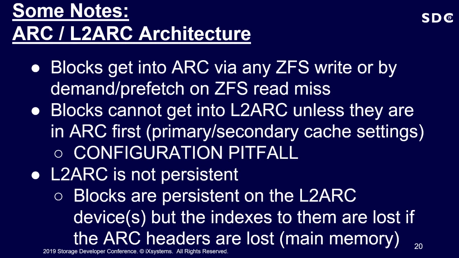A lot of people, and we see this in the FreeNAS forums about every month, are talking about how their L2ARC never has anything in it. It's because there are these primary cache, secondary cache settings, and they've got them set in such a way that what you're telling ARC it's allowed to copy is something that's also never in it, or you're telling L2ARC to grab things that are never in ARC. So it's looking at the tails of the ARC list going, there's nothing there I'm allowed to copy. There's nothing there I'm allowed to feed. All right, so that's a configuration pitfall.